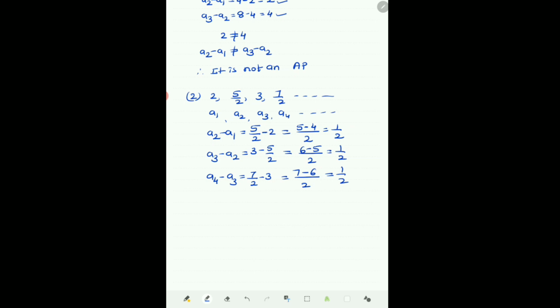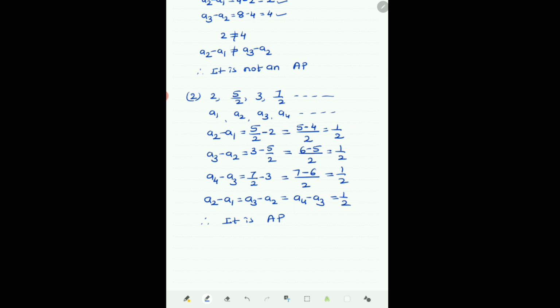So you got A2 minus A1 is equal to A3 minus A2 is equal to A4 minus A3. So a fixed number is added here. The difference between consecutive terms is constant. Therefore it is an AP, because A2 minus A1 is equal to A3 minus A2 is equal to A4 minus A3. All are equal to 1 by 2.